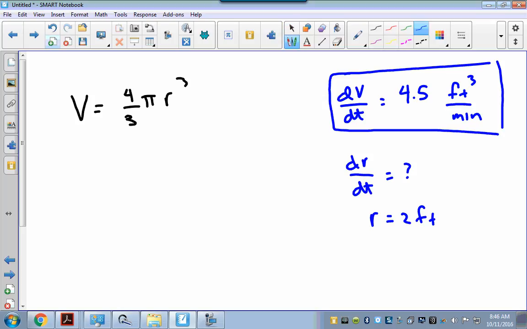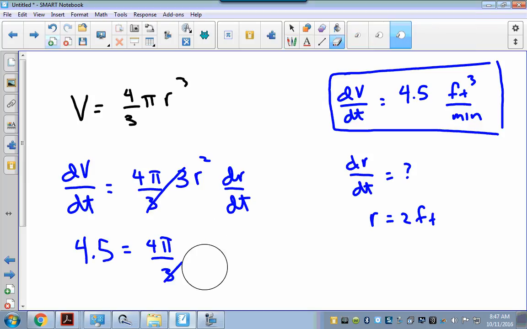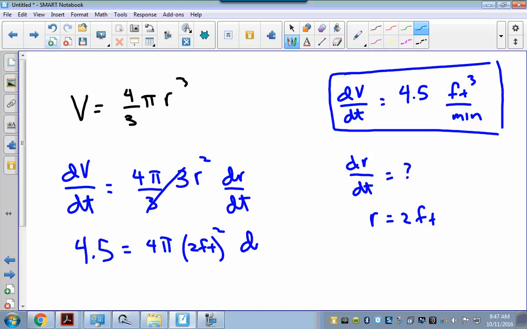We take the derivative with respect to time, dV/dt. Okay, 4/3 pi, that's a constant. So we just bring that down. And the derivative of r cubed is 3r squared dr/dt. And we put in all the information we know. We know dV/dt was given as 4.5. We have 4 pi over 3 times 3. Well, these 3's cancel very nicely. We do have r squared. r was given as 2 feet. So 2 feet squared. And dr/dt, we don't know. So dr/dt is what we're looking for.